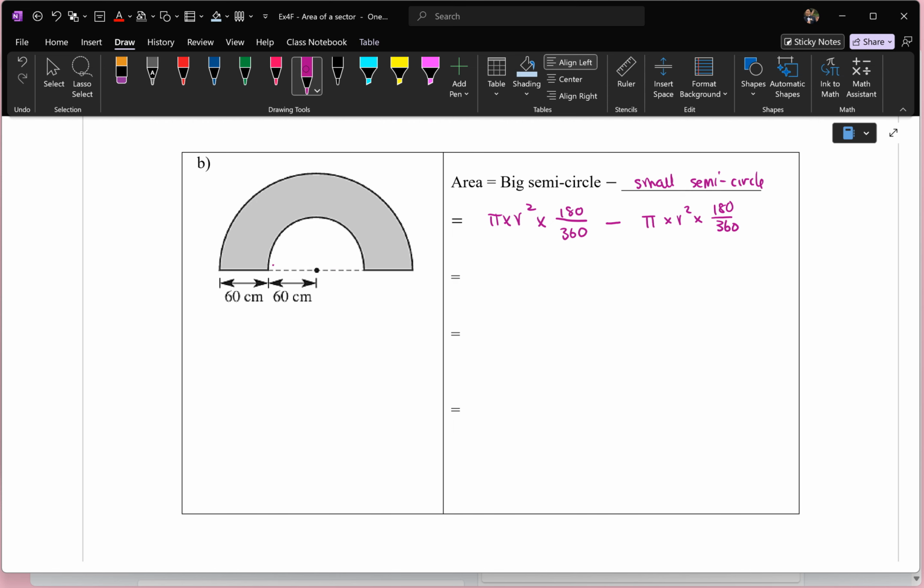So the small one, clearly from here to here, has a radius of 60, right? So I know the small one is pi times 60 squared times 180 on 360. Whereas the big semicircle has a radius of 60 plus 60, which is 120 squared. So on my calculator, I'll be doing pi times 120 squared times 180 on 360. But we know that 180 on 360 is actually half, right?